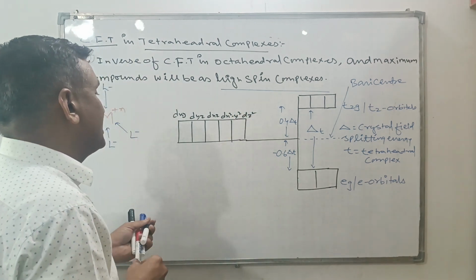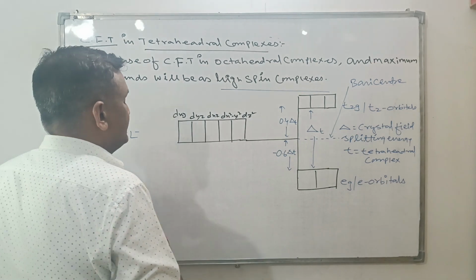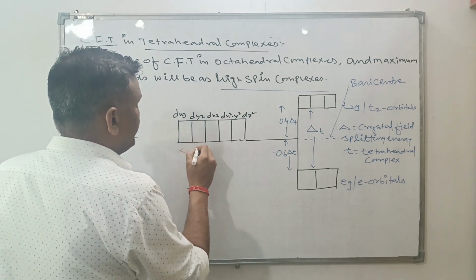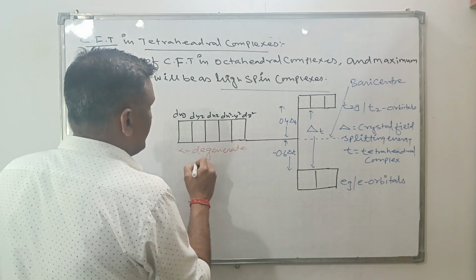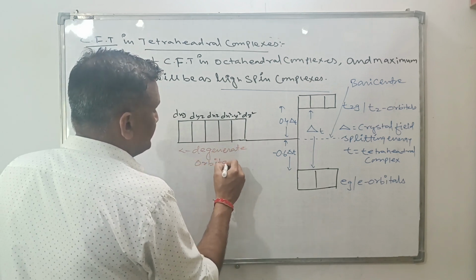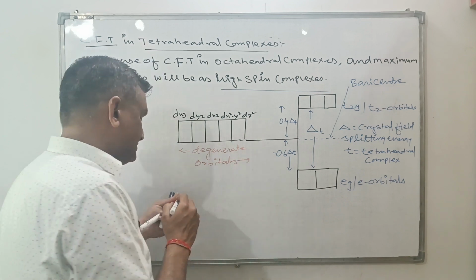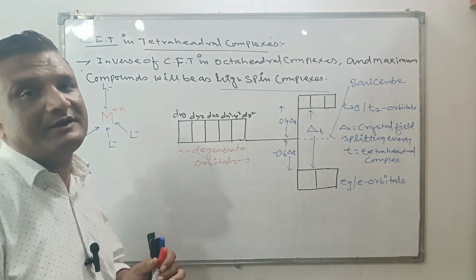These 5 d orbitals are known as degenerate orbitals. So this is the degenerate orbitals. So this was about CFT in tetrahedral complexes.